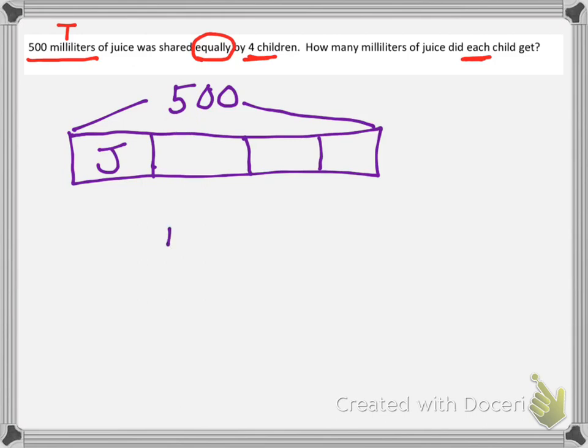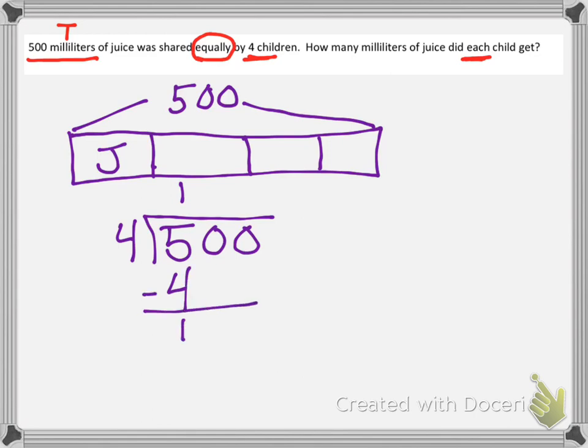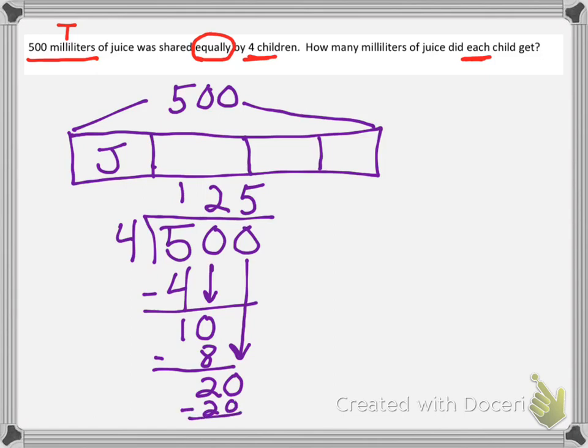So let's divide. 500 divided by 4. So 4 goes into 5 once. 1 times 4 is 4. And we subtract, we get 1. We bring down the 0. Now it becomes 10. 4 goes into 10 2 times. 2 times 4 is 8. We subtract and we get 2. Bring down the 0. 4 goes into 20 5 times. 5 times 4 is 20. Subtract and we are left with a 0 remainder. So how much did each child get? They got 125 milliliters of juice.